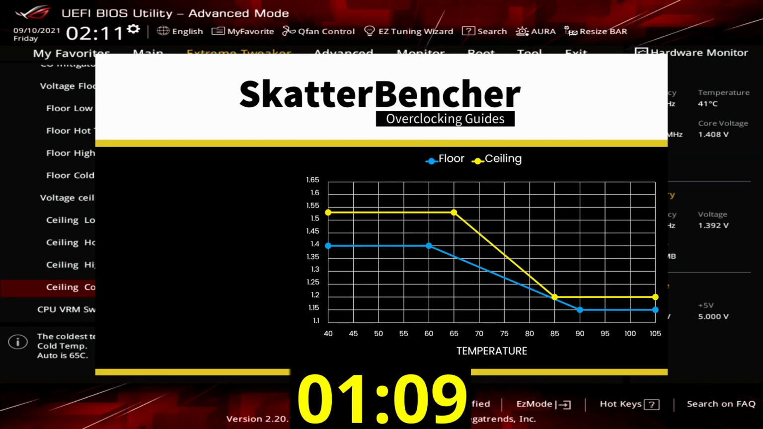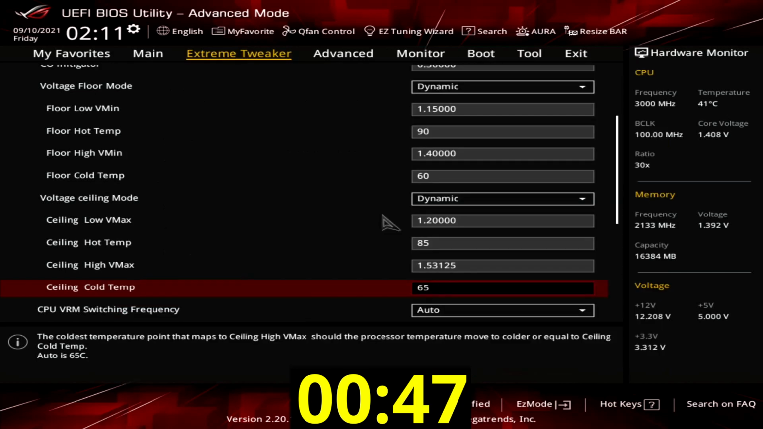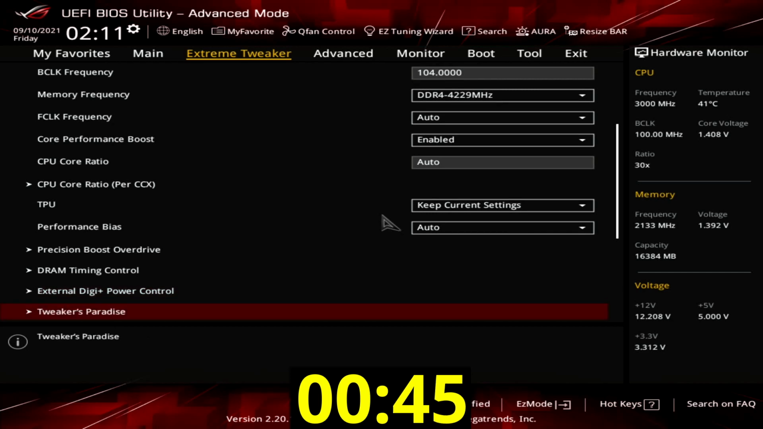Voltage suspension is effective up to 0.3 volt delta between the requested voltage and the target voltage. So, at a temperature of 65 degrees Celsius, the voltage ceiling is 1.53 volt. If the CPU requests 1.6 volt, then the voltage will be 1.53 volt, as the difference between both values is less than 0.3 volt and the ceiling is 1.53 volt. Leave the External Digi Plus Power Control submenu.